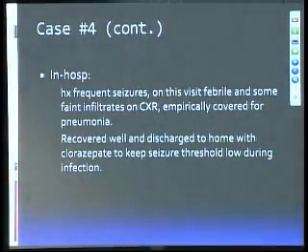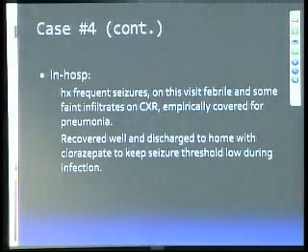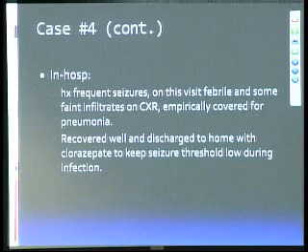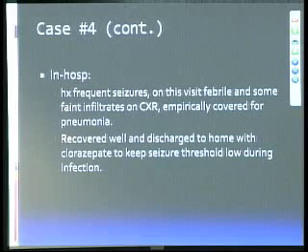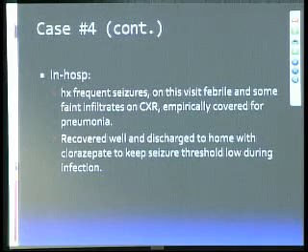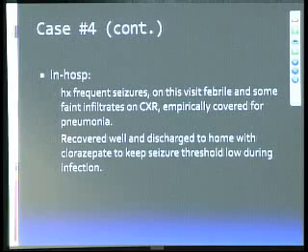So in the hospital, this visit had a fever and maybe a little pneumonia on chest X-ray, empirically covered for that with antibiotics, and recovered well and was discharged to home with chlorazepate to keep seizure threshold low during the infection. So the kid's on a lot of different medications.